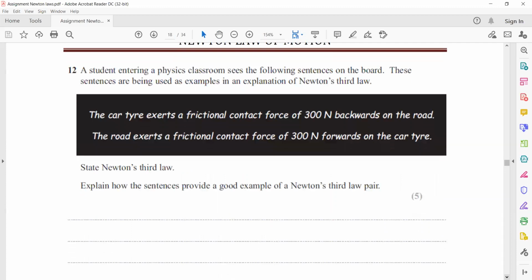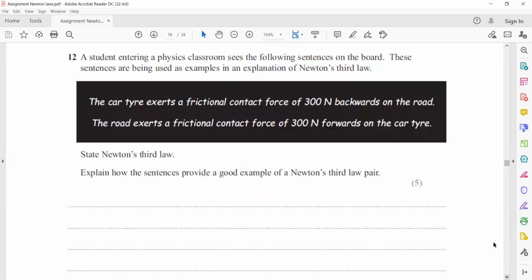In question 12, on page 18, a student entering a physics classroom sees the following sentence on the board. These sentences are being used as an example in explanation of Newton's third law. The car tire exerts a frictional force, a contact force of 300 Newton backward. The road exerts a contact force of 300 Newton forward on the car. State Newton's third law and explain how the sentence provides a good example of Newton's third law pair force, and you can see the weightage, it's 5 marks.